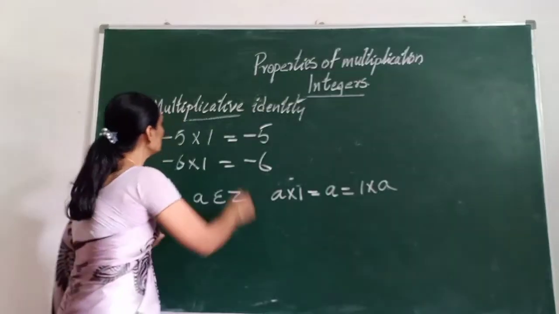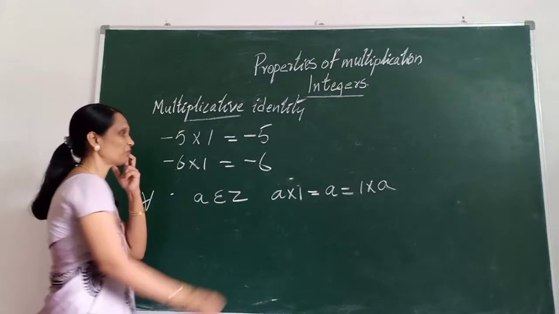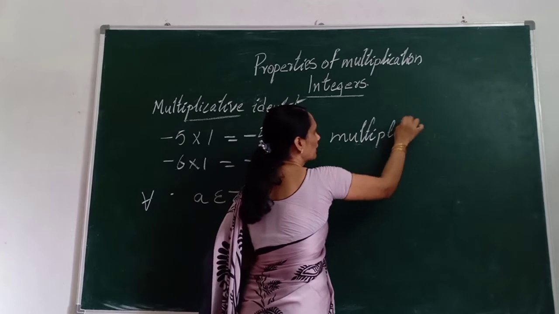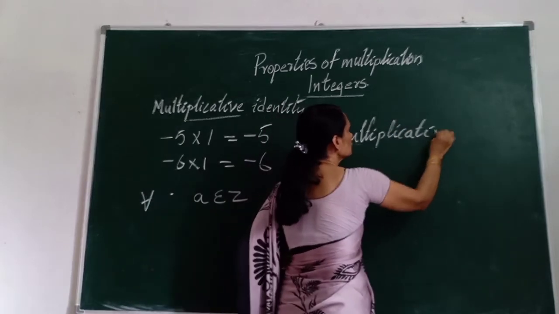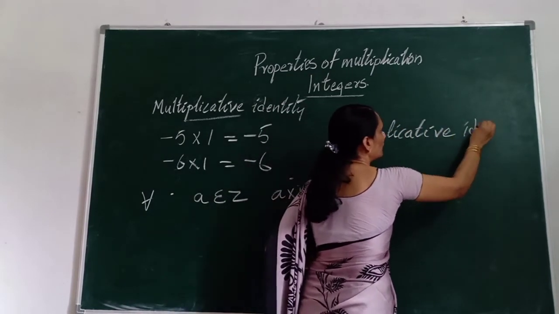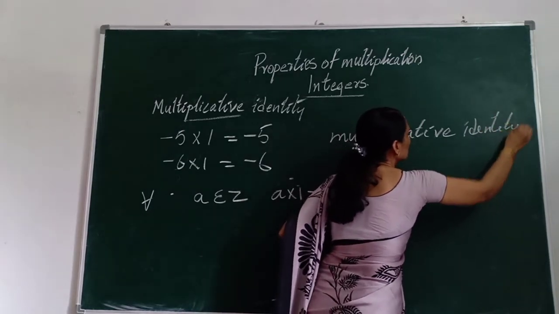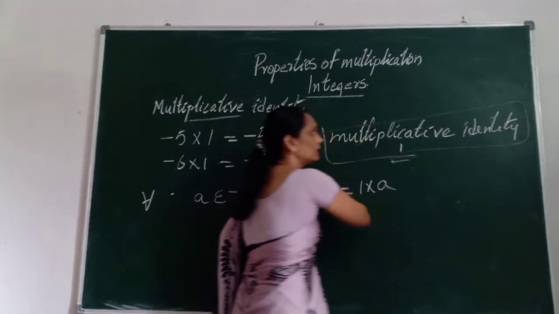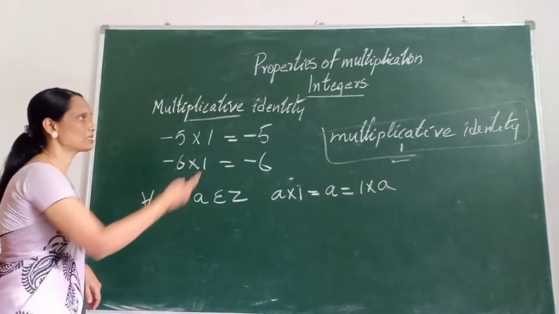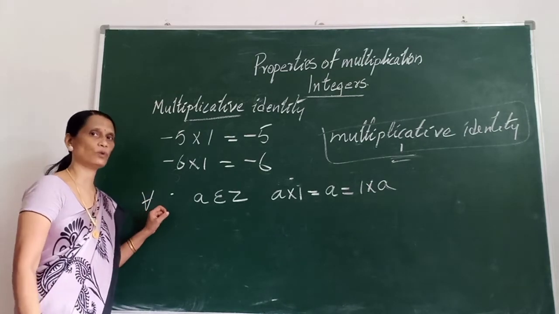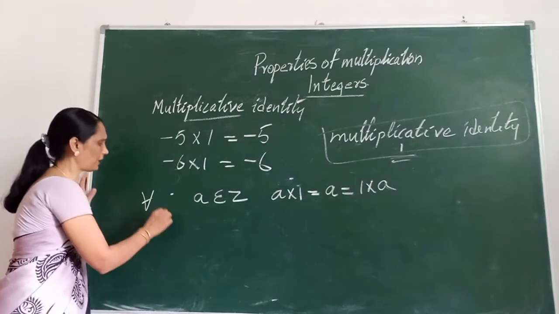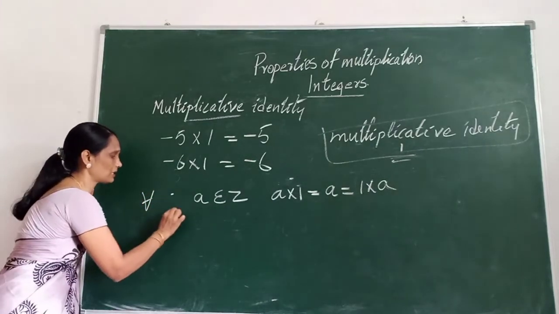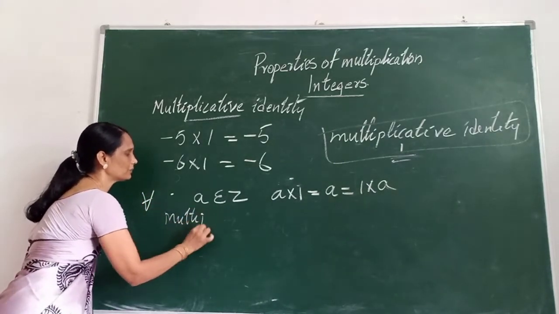So this property is the multiplicative identity. If it is asked, what is the multiplicative identity? It is 1. Multiplicative identity is 1. So what is the additive identity? Additive identity is 0. In the same way, multiplicative identity is 1. And do you know, when we multiply an integer by 0, what you will get?